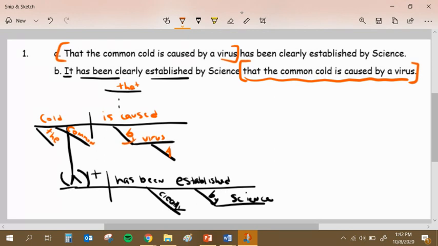It's just a rhetorical device, meaning it's a stylistic writing choice to say I could either write it in the A form and focus on science, established by science, or I can write it in the B form and make sure that the reader remembers that it's caused by a virus. It's all about forcing the reader to remember one particular fact, and which fact you want him or her to remember. All right, let's try example number 2 together and get out of this and we'll start the next video.